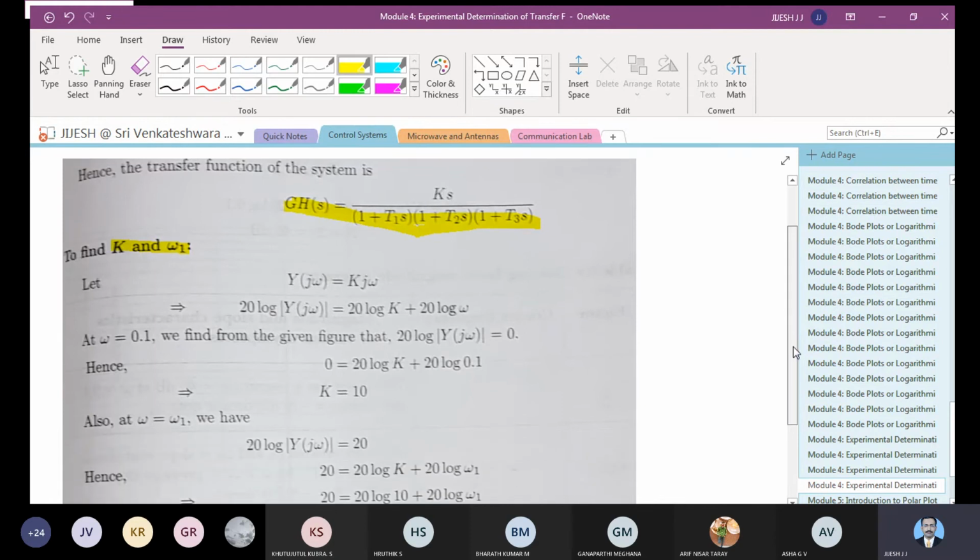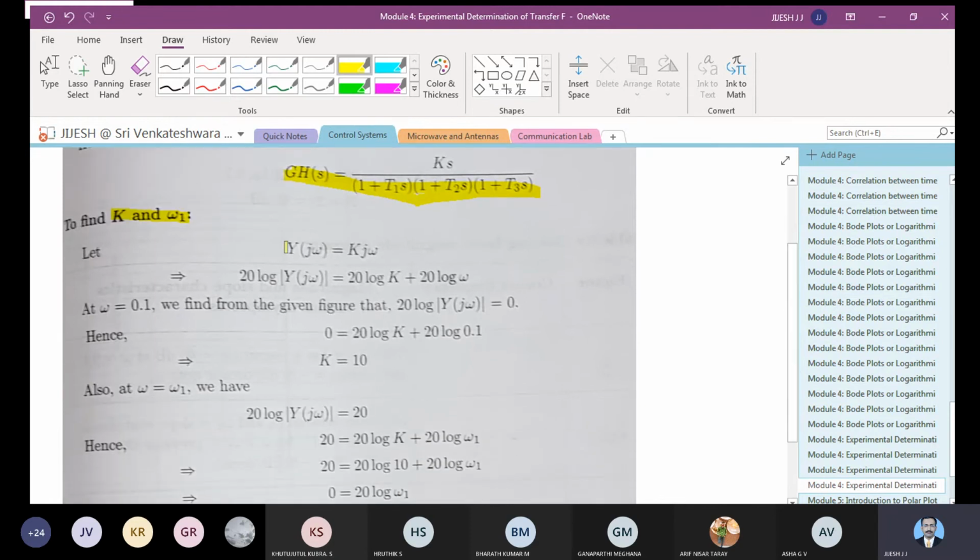So what you have to do first: Y of j omega is equal to, I am going to substitute j omega in place of s. So the first term, I am going to take Y of j omega is equal to K j omega. Take the logarithm for both the sides. So you'll get 20 log of Y of j omega is equal to 20 log of K plus 20 log of omega. So you know that 20 log of Y of j omega is 0, from where you will get at the value of 0.1.